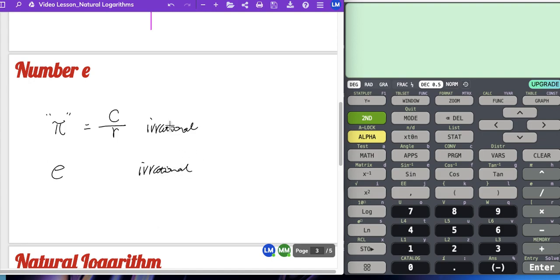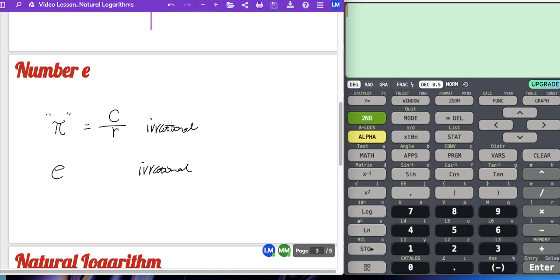Pi is related to the ratio between circumference and diameter. E is actually related to exponential growth or decay models. In real life situations, we use e a lot in modeling all kinds of exponential growth or decay. The discovery and definition of e can go into a very extended lesson, so it's definitely beyond the concepts in this situation. But right now you can keep that in mind.